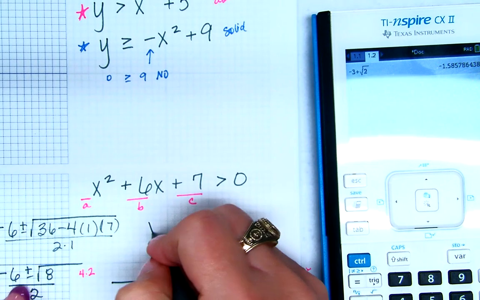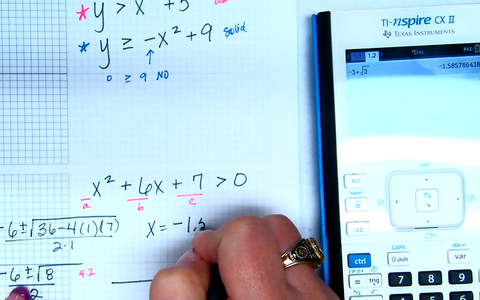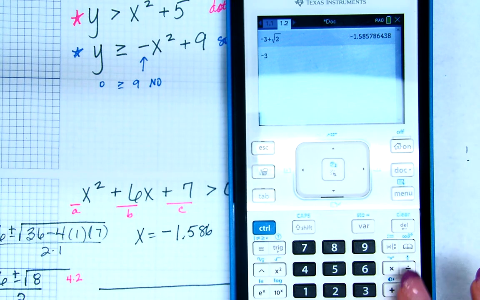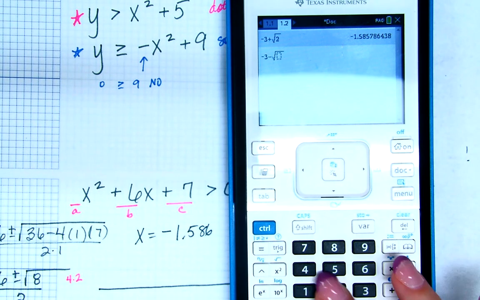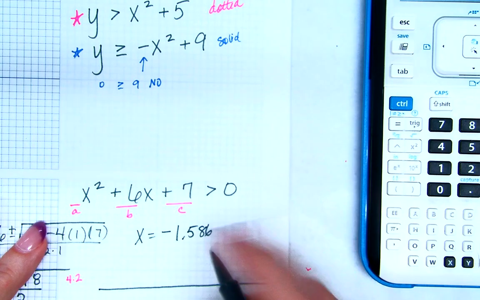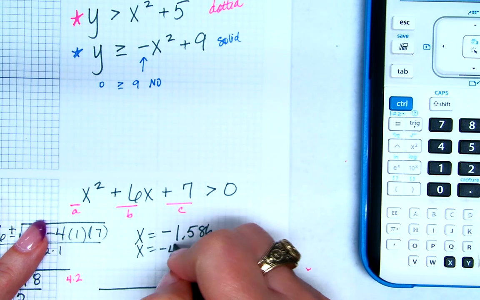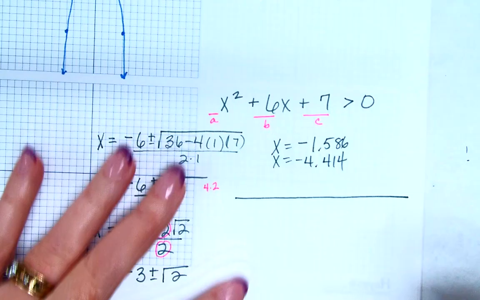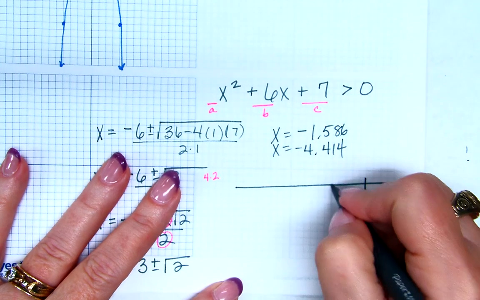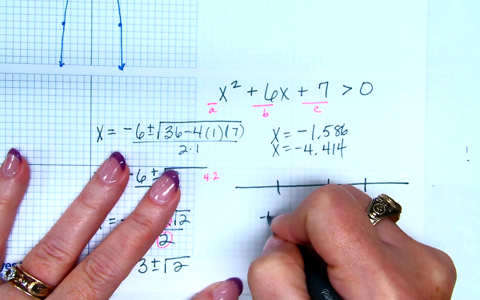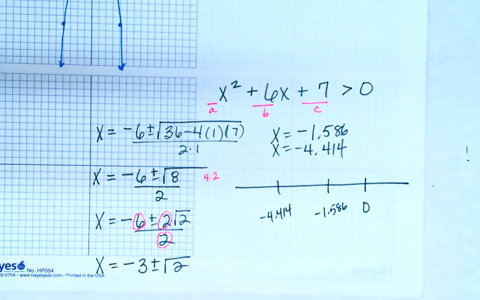So x equals negative 1.586. But I also have negative 3 minus the square root of 2. Negative 4.414. So here's 0. Here's negative 1.586, and here is negative 4.414, right?